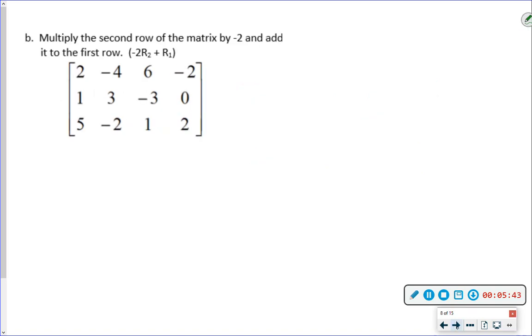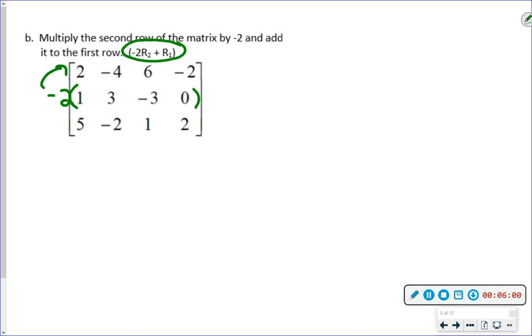Okay, here's where we get into some multiplying. Now, sometimes you'll see they write out these fancy row operations. That's this shenanigans here. I'm not always that formal and fancy. I'll show you both ways, of course. Multiply the second row of the matrix by -2, and then they want you to add it into the first row.